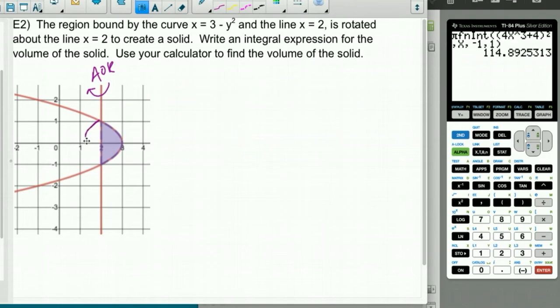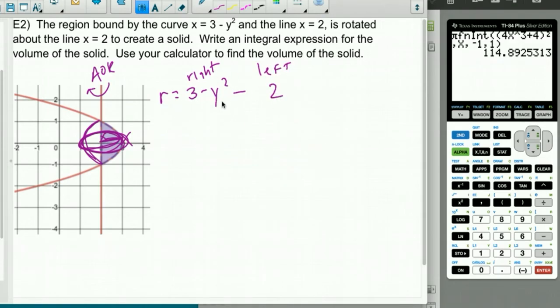So basically what I'm going to do is get like this, oh, I'm terrible at drawing these things, but it's going to rotate this way, and I'm going to get a disk that looks like this. So my radius is going to be right minus left. So the radius is going to be the right x value, which in this case is the 3 minus y squared, minus the left y value, which in this case is a 2. Right? I would just leave it that way.